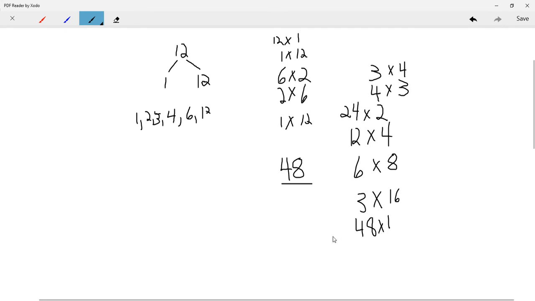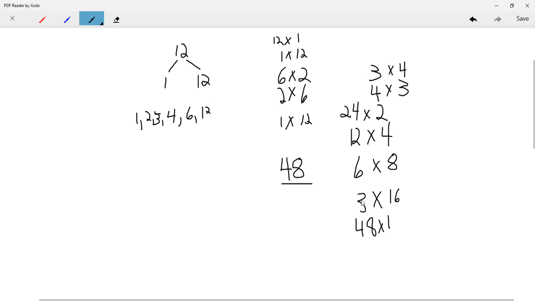So I just wanted to give you guys that helpful hint, describe what factors were, and just show you that hint about finding more factors. And remember, it only works if both numbers are even, right?